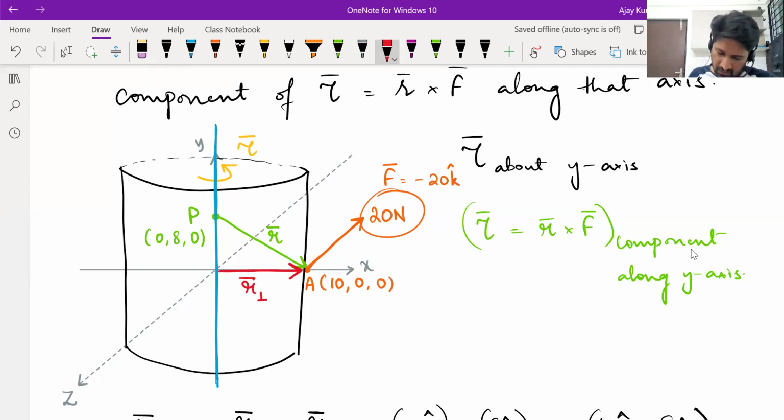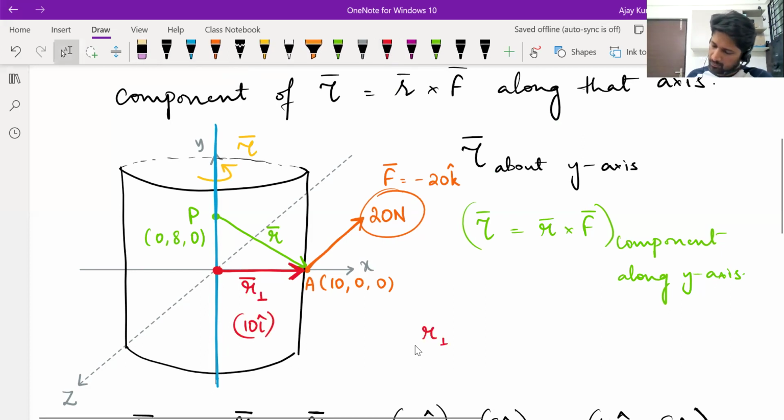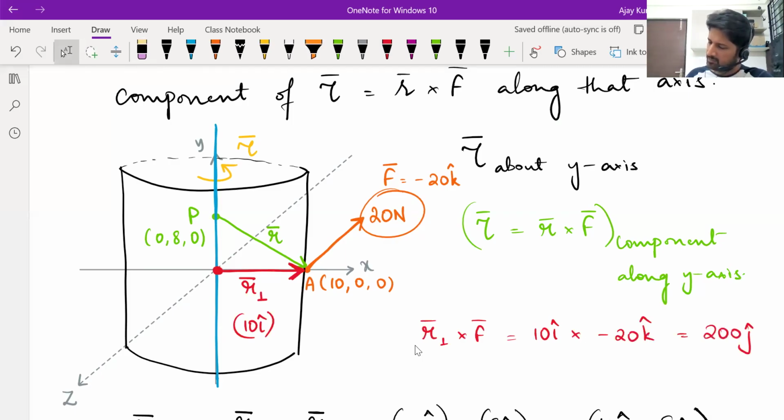Let's see if that also happens or not. Can one of you tell me how to express this r perpendicular vector? You can see I am drawing it from the origin to the point A, where the force is being applied. How to express r perpendicular in terms of I cap, J cap, K cap? 10 I cap, sir. Simple, 10 I cap, correct. And the force is minus 20 K cap. So if you do r perpendicular cross F, 10 I cap cross minus 20 K cap, you directly get 200 J cap. That is the torque about the y-axis. Simple.